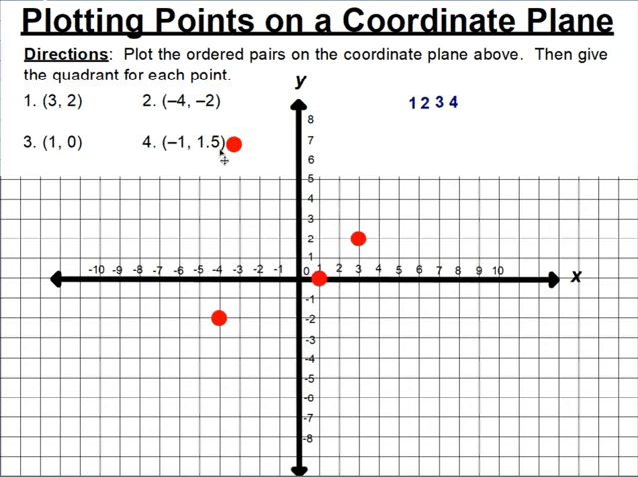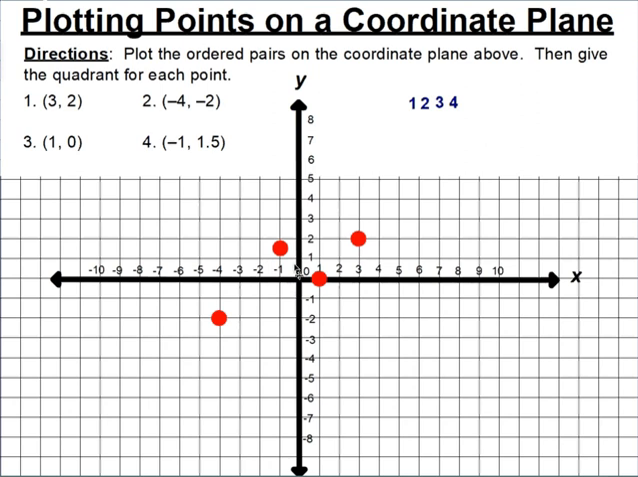Question 4 is -1 and 1.5. So I'm going to start at the origin. Now I'm going to move left to -1 because that's where it is on the x-axis, and then up to 1.5 because 1.5 is positive. So y is up and down. I'm going to move up to 1. 1.5 is right between 1 and 2. I'm going to put it there.